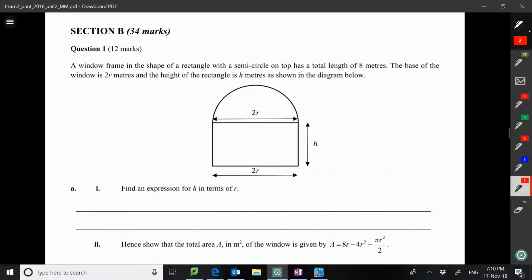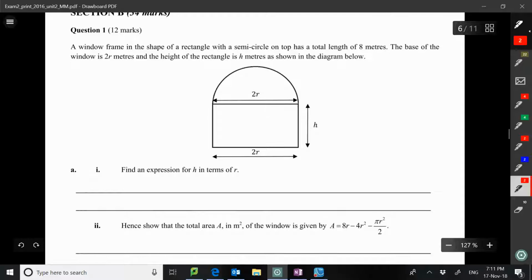Here we go. Question 1, it says a window frame in the shape of a rectangle with a semicircle on top has a total length of 8 meters. The base of the window is 2r meters, okay? And the height of the rectangle is h meters as shown in the diagram below. Okay, so I've got my diagram, 2r, 2r, h, cool. Find an expression of h in terms of r.